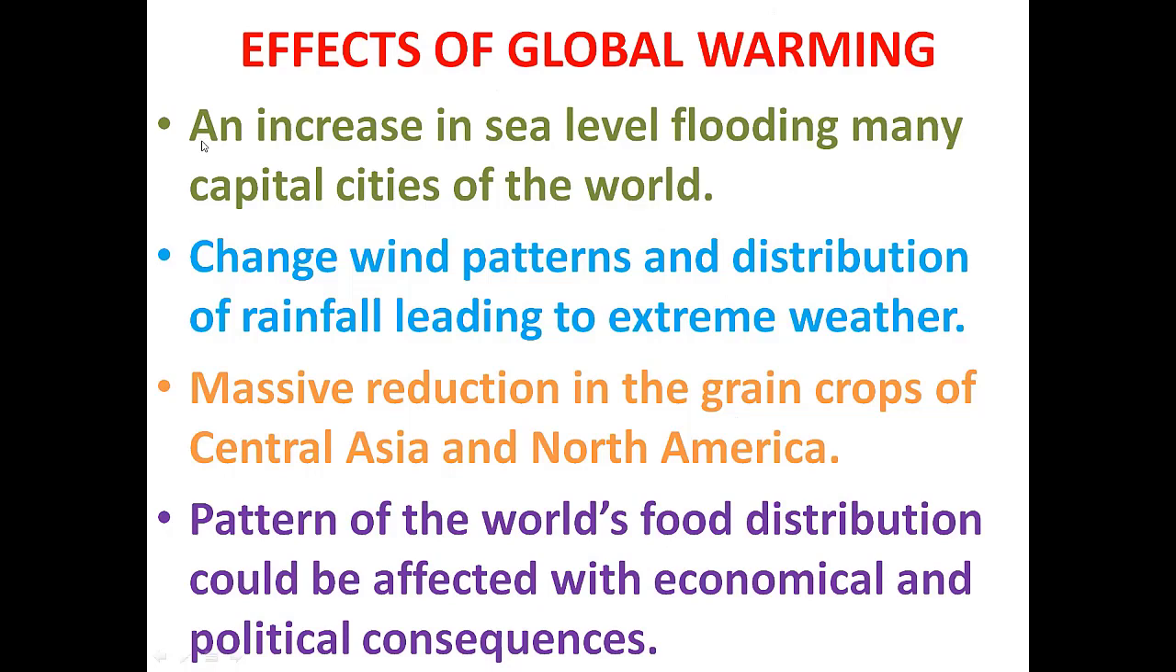The first effect is an increase in sea level, flooding many capital cities of the world. The second effect would be the changes in the wind patterns across the globe, and also the changes in the distribution of rainfall, leading to extreme weather conditions. And the third effect would be a massive reduction in the food grains in Central Asia and North America. This would also affect the food distribution in the world with economic and political consequences. These are the effects of global warming.